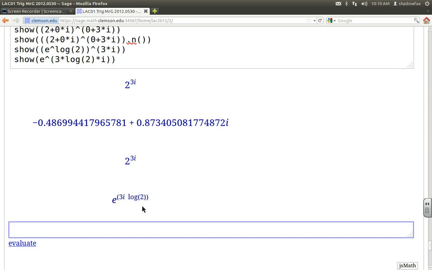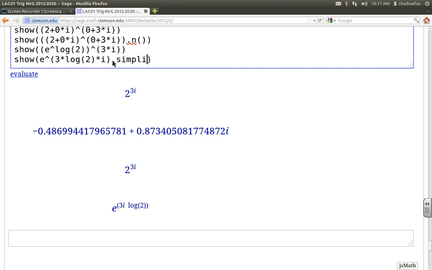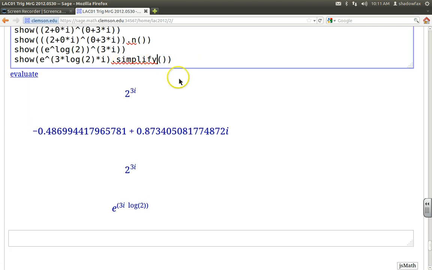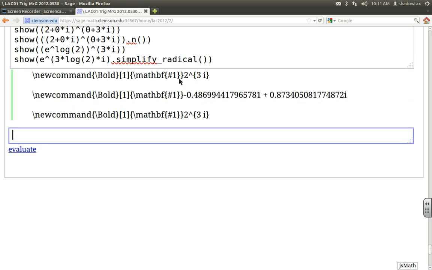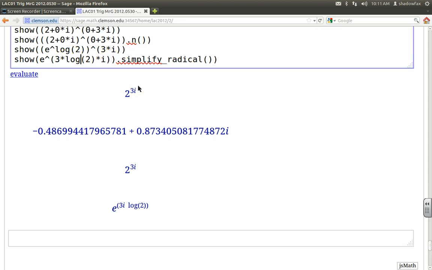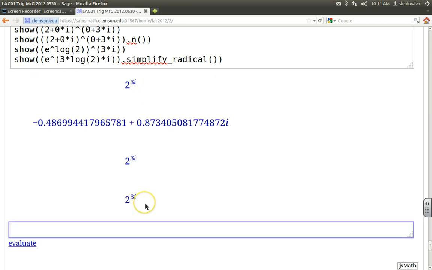Well, wait, that's a problem. How about if I simplify that? Simplify. It's weird powers. Simplify radical helps with weird powers because it's usually radicals that are a problem. Does that help? No, it doesn't. What happened? What did I do? I did something weird. Let's see, e to the 3 log 2. Oh, I'm not simplifying the whole thing. I'm just simplifying the exponent. Hang on, put parentheses around the whole thing. It is the same thing, isn't it?